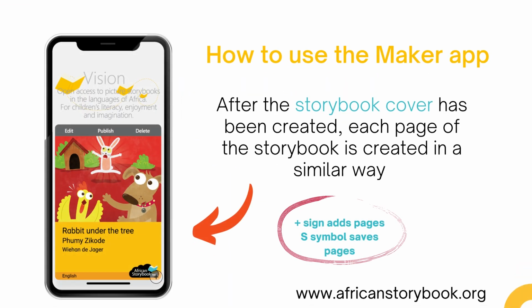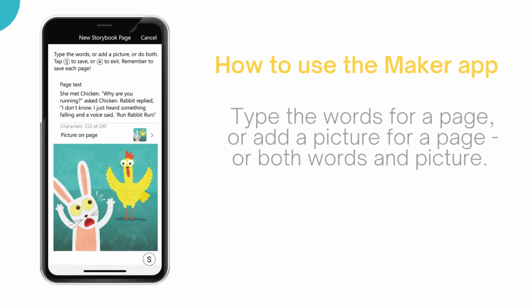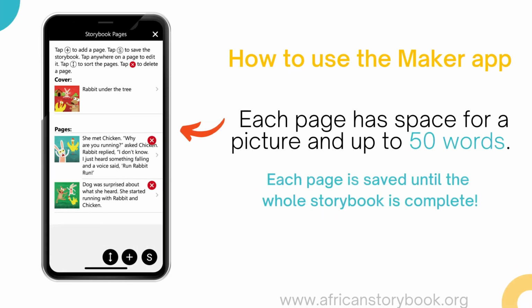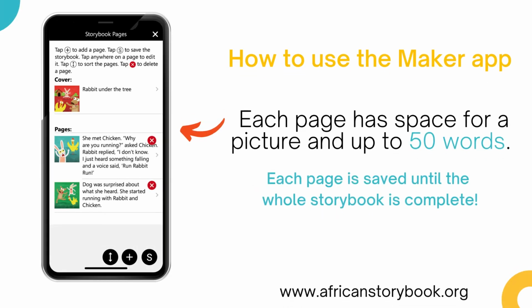After the storybook cover has been created, each page of the storybook is created in a similar way. Type the words for a page or add a picture, or both words and picture. Each page has space for a picture and up to 50 words.